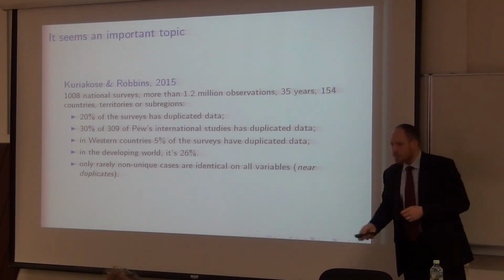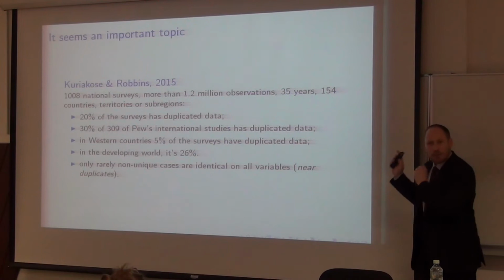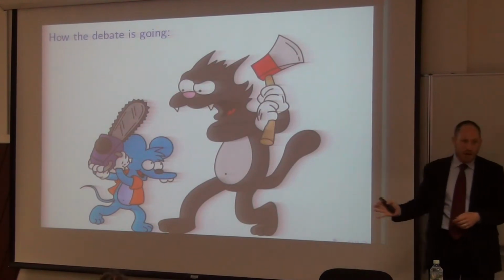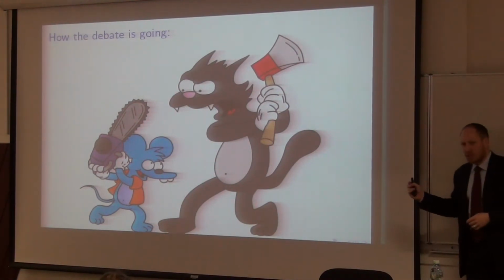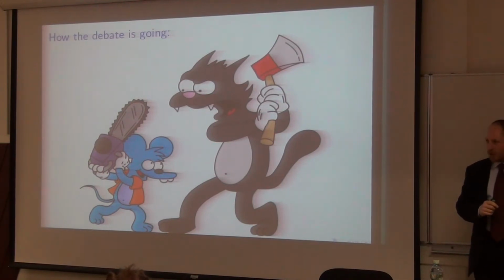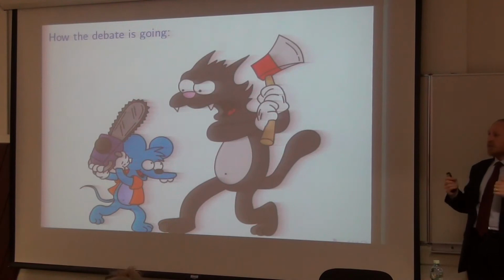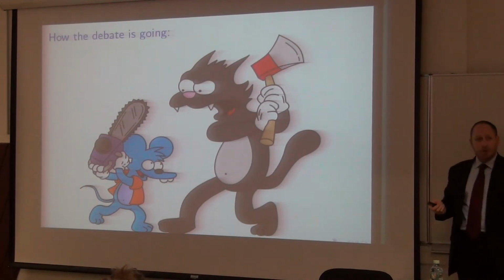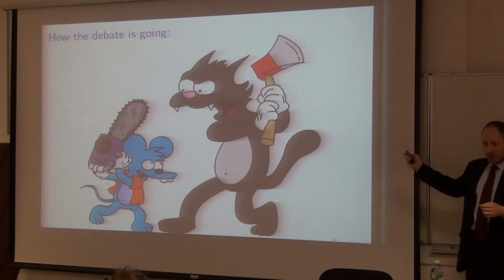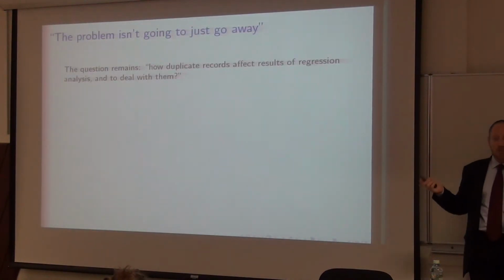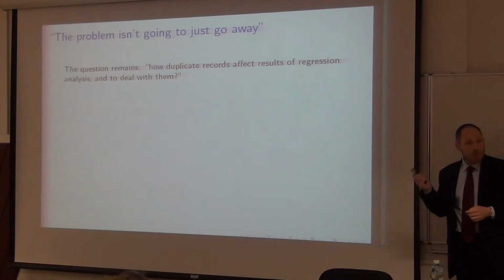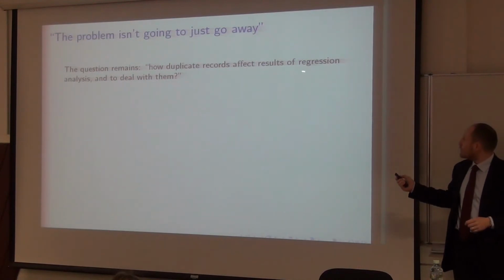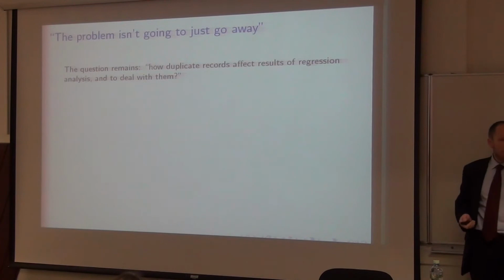of fraud. So, to summarize the debate on the presence of duplicate data in surveys, I think that the debate is going to look like this for a while. And probably they will never settle, they're disputing on where to set the threshold to identify duplicate data, whether this is independent from the number of variables and observations, etc. I think the important message from this debate is that whatever direction it takes, the problem isn't going to just go away. Actually, the question remains, how duplicate records, independently from how many they are, affect the results of regression analysis and how we can deal with them.